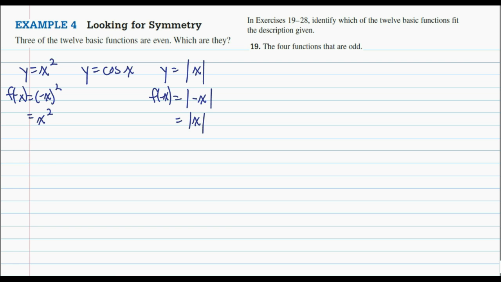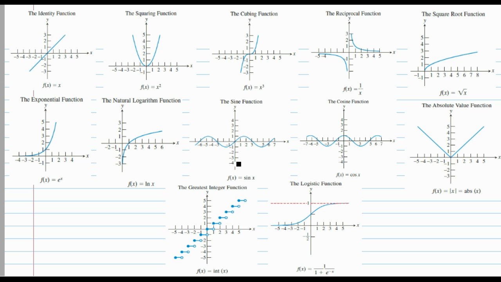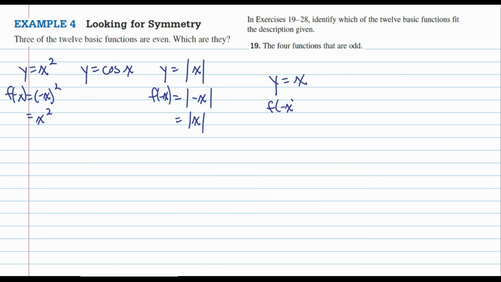The now try problem, number 19, for example 4, asks us to find the 4 functions that are odd. So they have symmetry opposite the origin. So I'm looking for symmetry opposite the origin. That means it's doing the same thing to the top right of the origin and bottom left. So y equals x is definitely symmetric about the origin. Also, if you plugged in negative x to that function, you would get out the opposite of what you started with, so that is in fact an odd function.